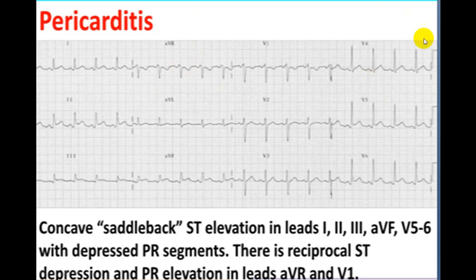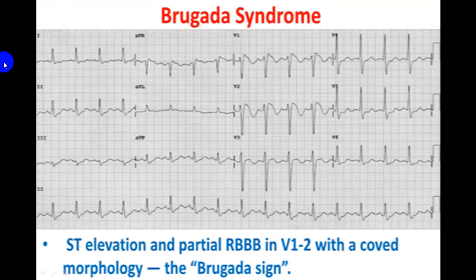So whenever you see this global change, it is a saddleback type. It looks like a saddleback, so it is called saddleback. And you get in lead 1, lead 2, lead 3, AVF and V5 to V6 global changes with ST segment depression also. You will call that pericarditis. And in AVR and V1, you can have a PR elevation and reciprocal ST changes.